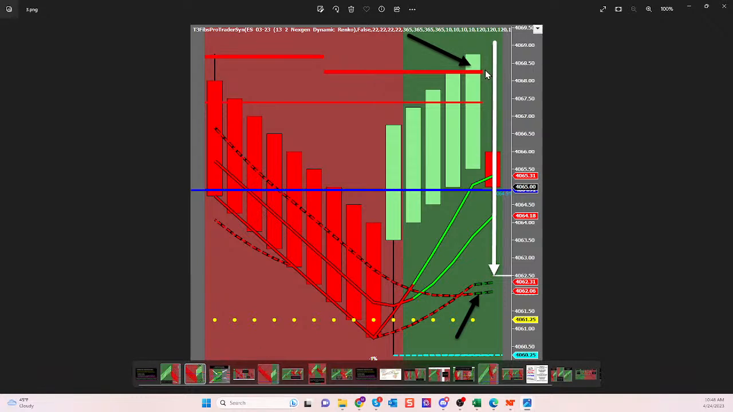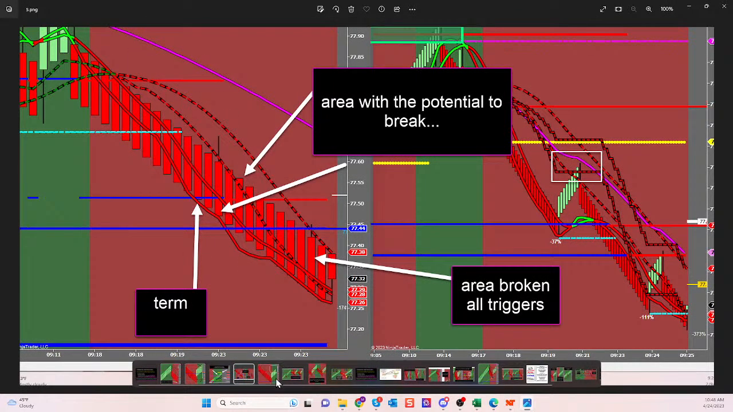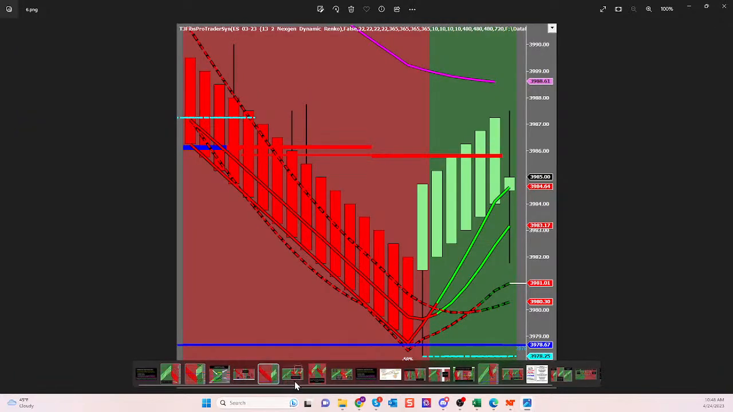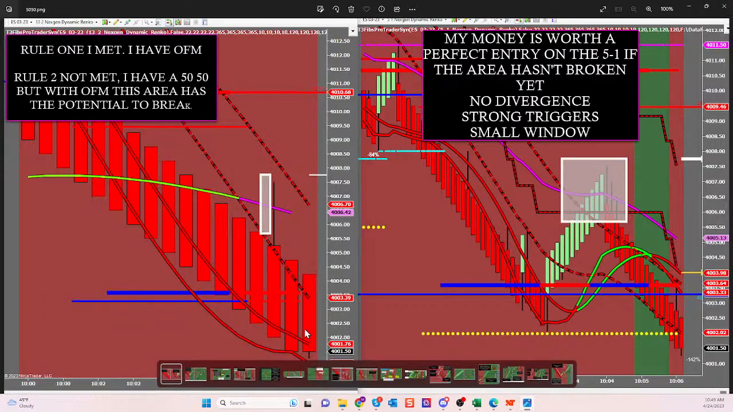If Fibonacci resistance is reached and those large triggers are a full bar away, no longs. Resistance reached, large triggers are a full bar away. Gap theory. Over and over, guys. Gap theory, gap theory, gap theory.